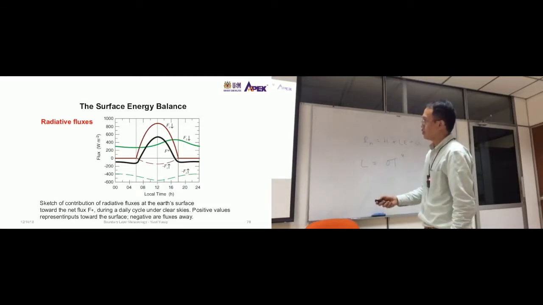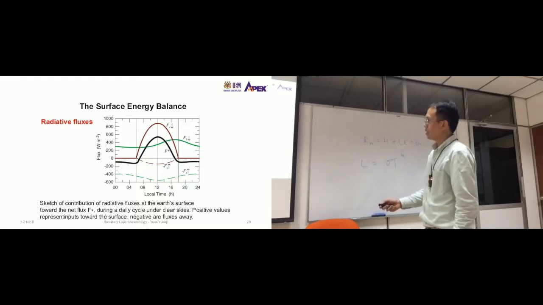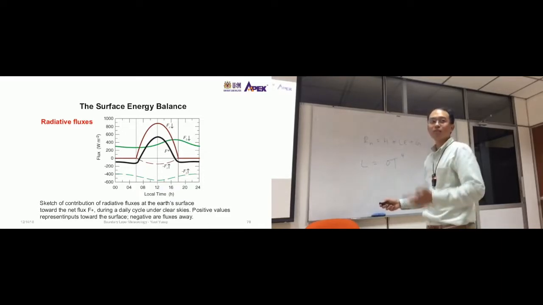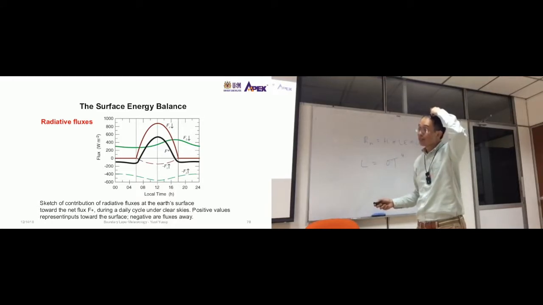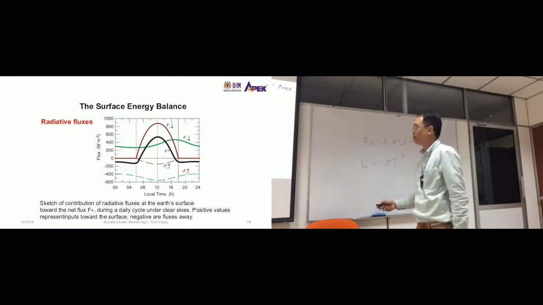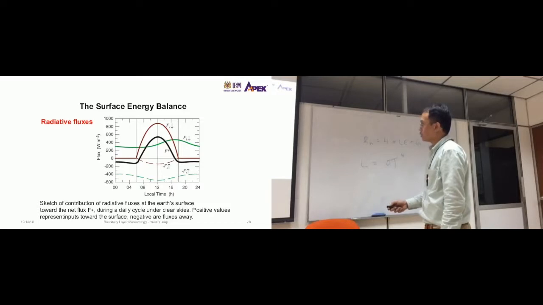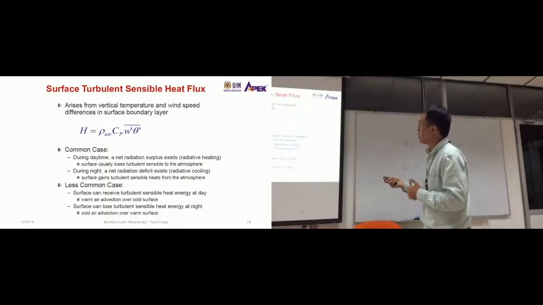So it says sketch of contribution of radiative fluxes at the Earth's surface toward the net flux F star during a daily cycle under clear skies. That means we can think of no clouds, because the clouds also have some reflectance in them. And positive values represent inputs toward the surface, negative are fluxes away. So probably you've seen this already.